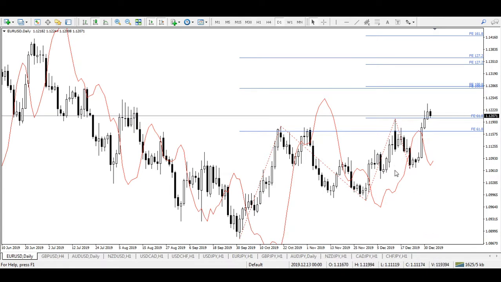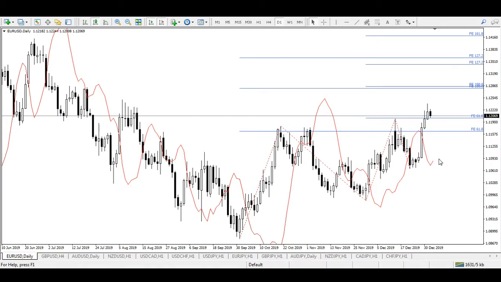So if we look at the Euro USD daily time frame, Euro USD has shifted to the uptrend with this price action. A huge candle was formed and the candle closed above this MACD predictor. If you look at this red line, so this line is the MACD predictor. Price closing above this MACD predictor means the trend has shifted to the upside.